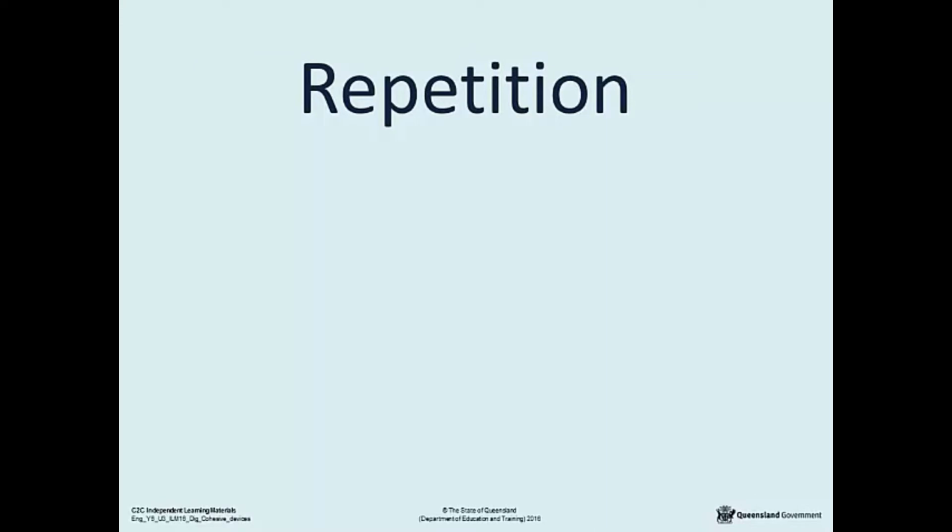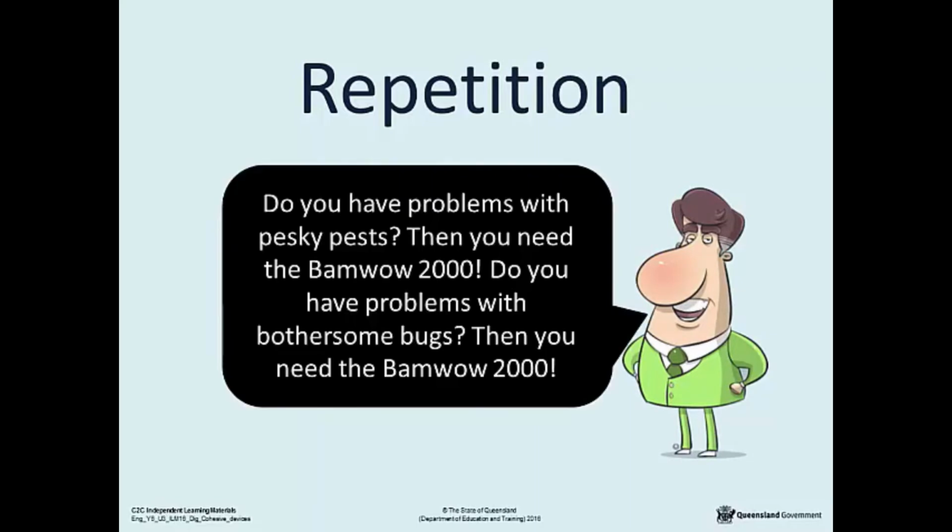An example of repetition is this advertisement from our friend Persuasive Pete. Do you have problems with pesky pests? Then you need the BAM-WOW 2000. Do you have problems with bothersome bugs? Then you need the BAM-WOW 2000. Can you see how the phrase, do you have problems with, is repeated twice in the advertisement? And the sentence, then you need the BAM-WOW 2000, is also repeated twice to help the audience remember it.